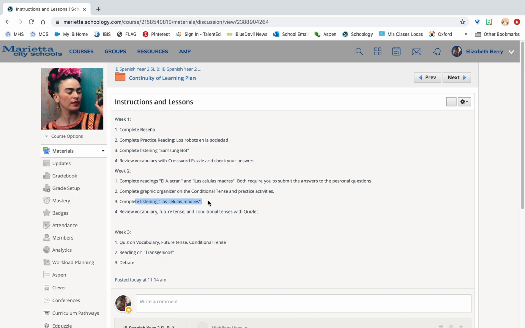And then I want you to do a practice listening, and that listening is going to be on las células madres, the stem cells. And then as always, we should always be reviewing our vocabulary for this unit, future tense and conditional tenses. Don't forget we have Quizlet for that.